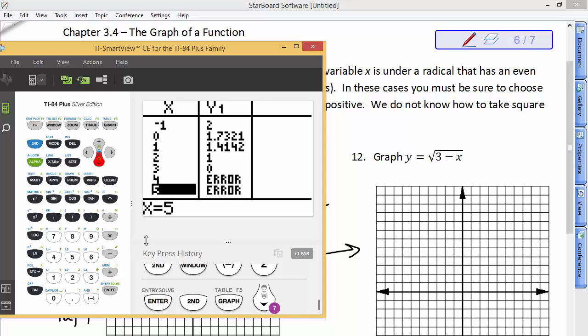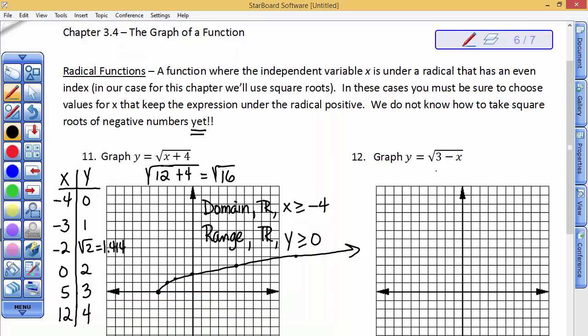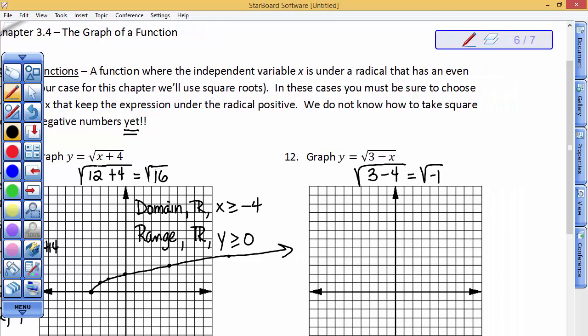So again, x could be 3, 2, 1, 0. It can't be 4, because when I try to put a 4 in here for x, I get a negative 1 under the radical, and right now I don't know how to deal with that. So let's go ahead and create our table of values for this. Again, you can just do it from your graphing calculator. But what we did from that is we determined that we could use a 3 and a 2 and a 1 and a 0 and a negative 1. We just couldn't use a 4.